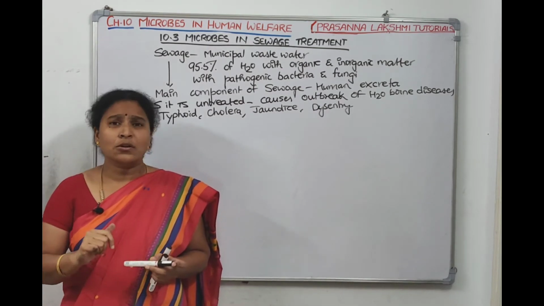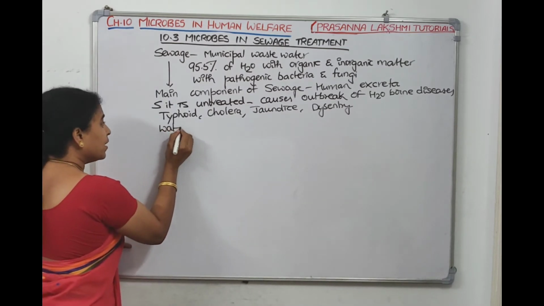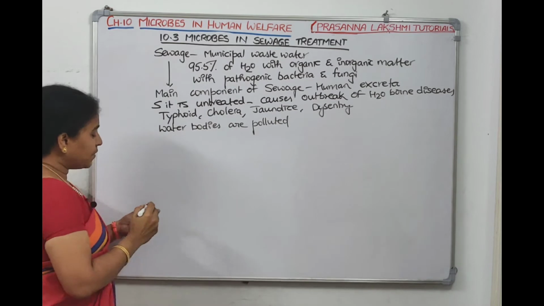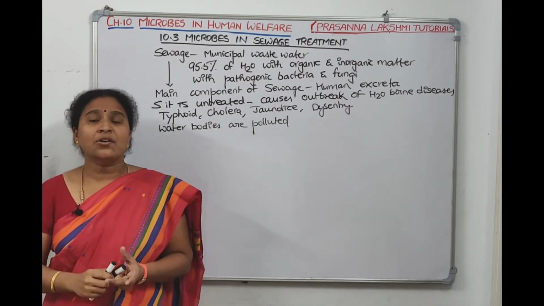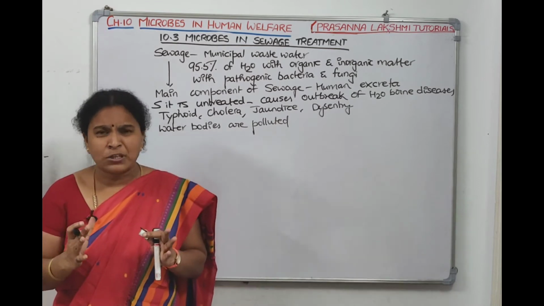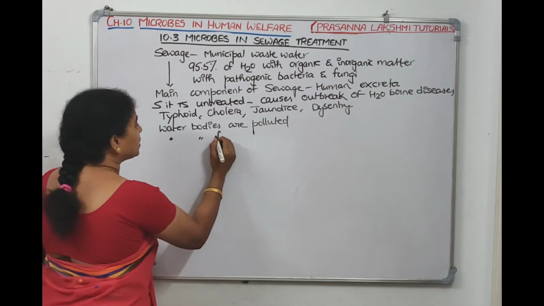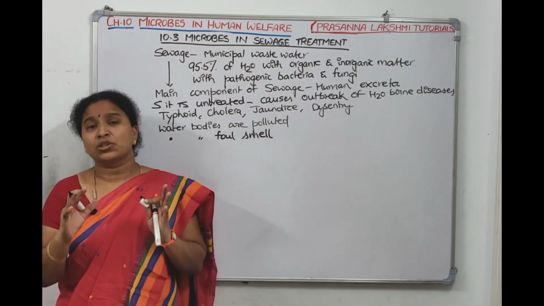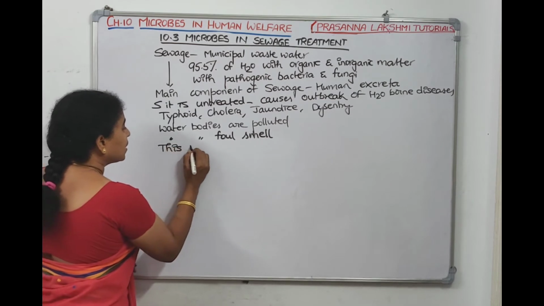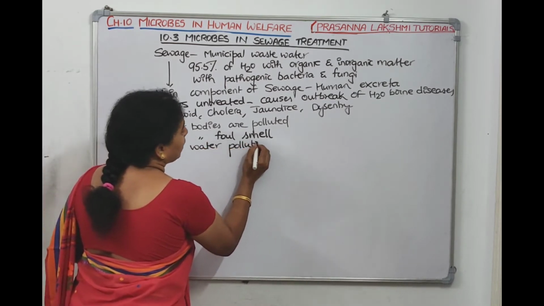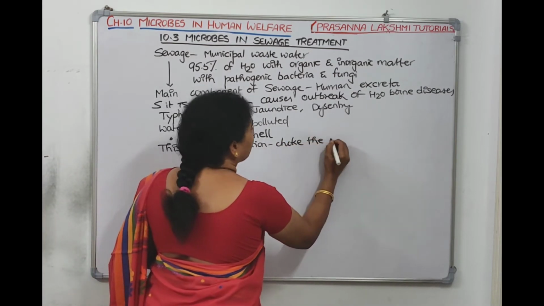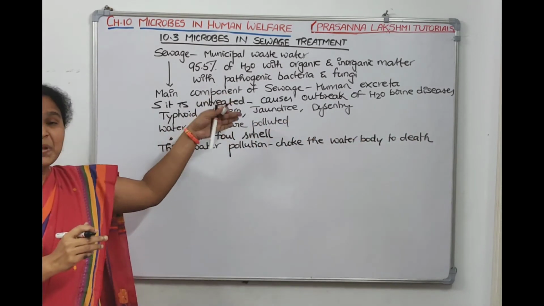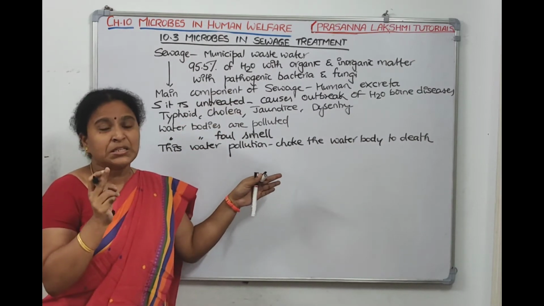Next thing, the water bodies are also getting polluted. That's the second drawback. Without treating, if you dump that sewage in the water bodies, they will get polluted. Now these polluted water bodies start giving foul smell and they damage the environment. They kill the fish and all, and this water pollution will finally choke the water body to death. The water body will die, which is not at all good. So these many disadvantages will happen if we don't treat the sewage. So that means the sewage should be treated.